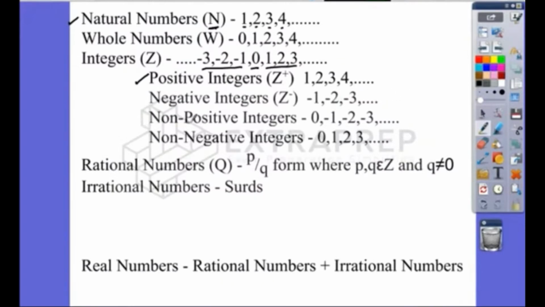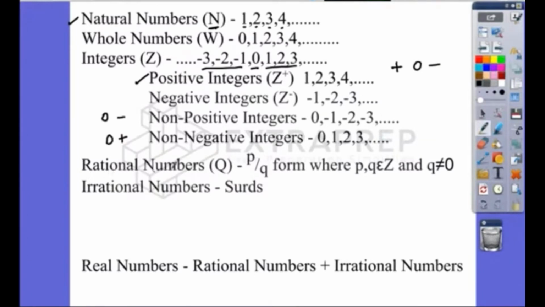Non-positive integers: positive is not there, so there will be 0 and negative numbers as well. So 0, -1, -2, -3, and so on are said to be non-positive integers. Non-negative, so negative is not there, so 0 and positive will be there. This is the advantage when you consider integers as three categories: positive, 0, and negative. So non-negative integers are the set of positive natural numbers with 0 included.